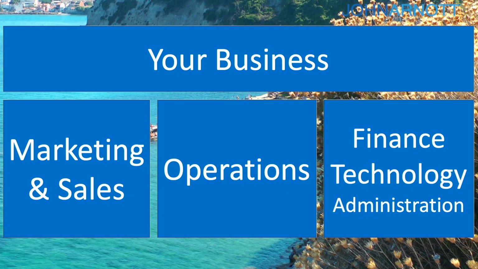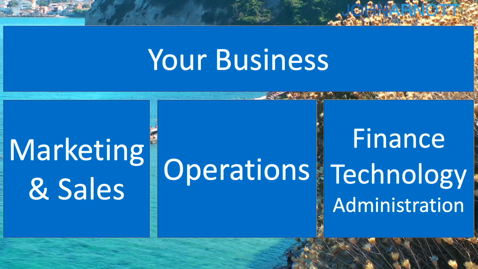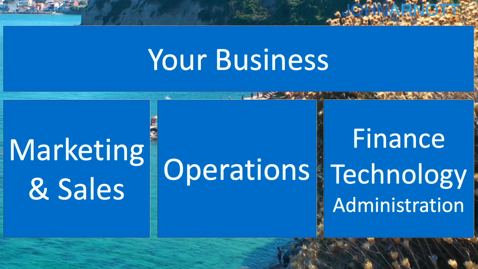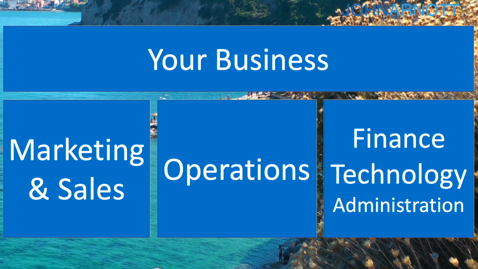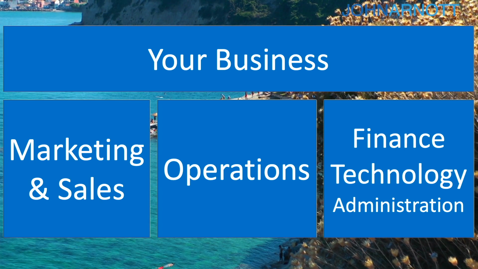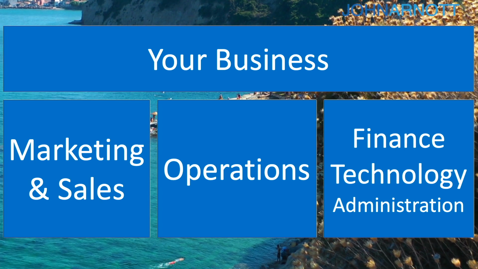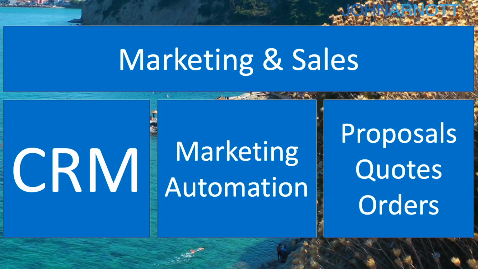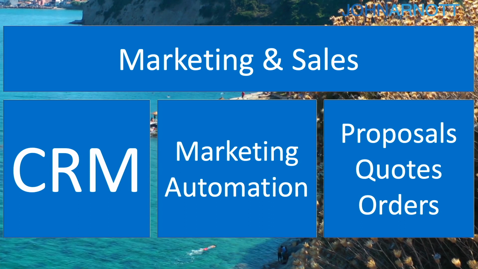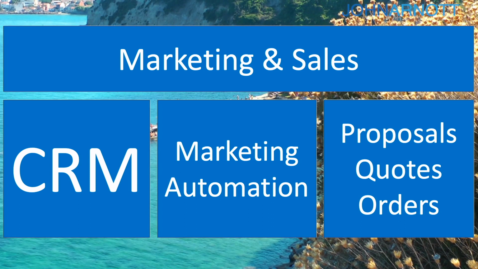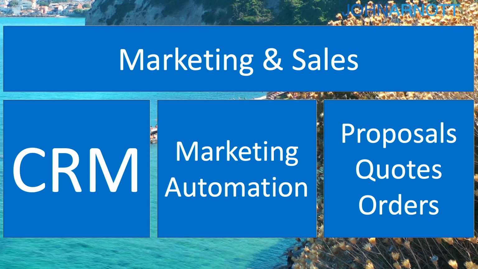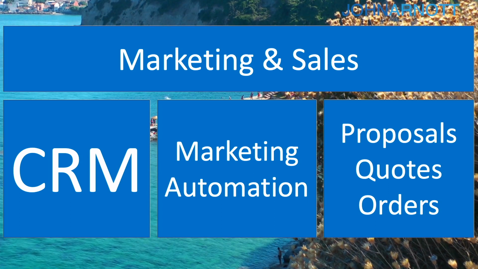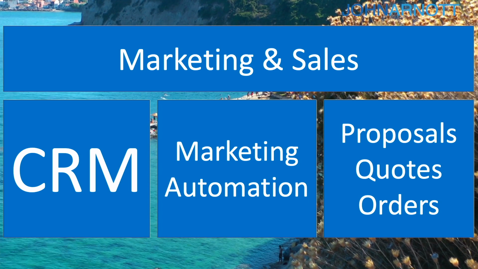So that's your business, and those are the systems supporting it. So let's take a minute just to review what we have here. Your business can be organized into three primary components. That's marketing and sales, operations, and then supporting all of that is finance, information technology, and administration. Within marketing and sales, you have three main system types. First of all, you have your customer relationship management system. That's the heart of the organization. That's where all the contacts go. Once you have a good CRM foundation in place, then you can build on that.